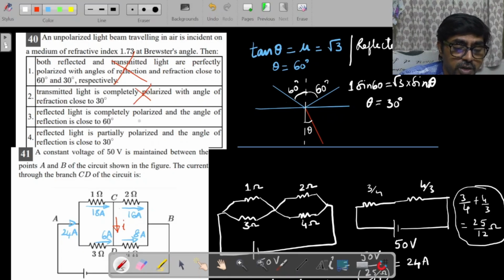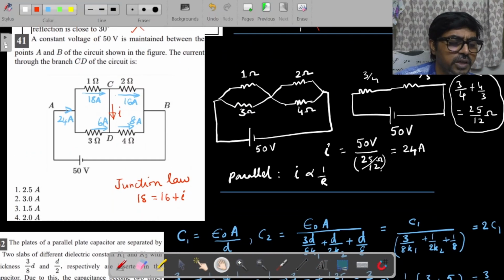Reflected light is completely polarized and the angle of incidence is close to 60 degrees. This is correct. Close to, because it is 1.73, not 1.732. It's not exactly root 3. That's fine. Answer is 3. The reflected is partial, that is wrong again. Reflected light is 100% polarized and transmitted light is partially polarized.